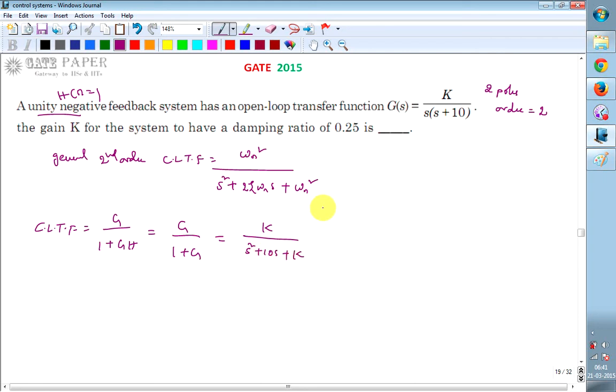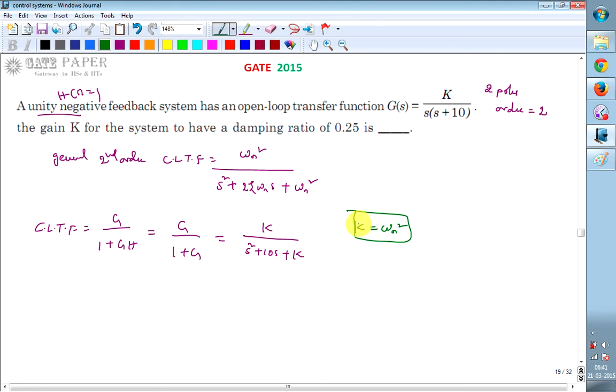If you compare this with the standard equation, you can say K is equal to omega n square. K is omega n square here, and also there. The s square term doesn't have any non-unity coefficient. So s square also has the same unity coefficient here. So it is exactly identical to the second order general closed loop transfer function.